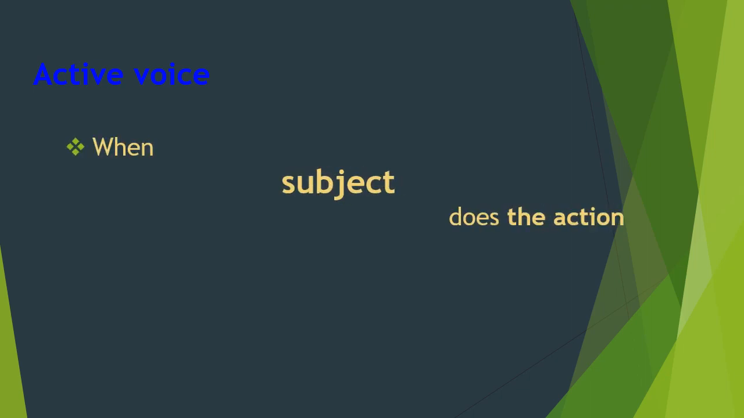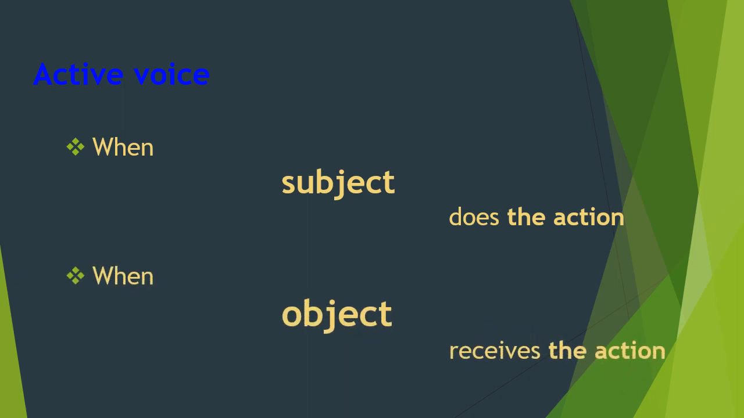First, let us learn about active voice. A sentence is said to be in active voice when the subject does the action, or else when an object receives the action. The active voice is nothing but the normal voice, and it is used most of the time, regularly in almost every conversation.